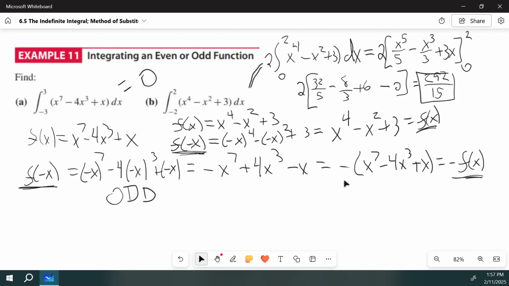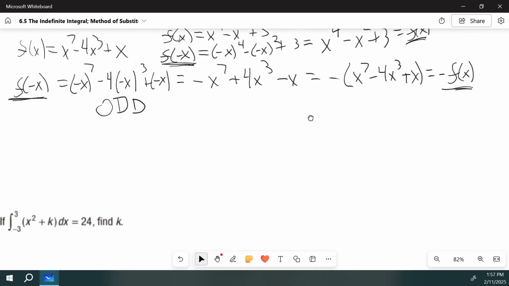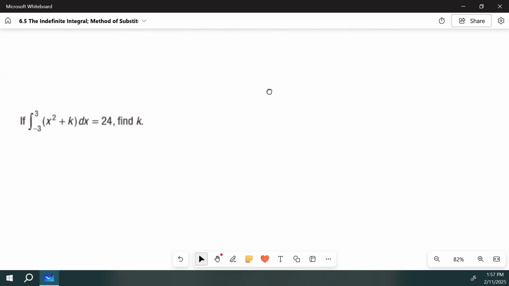Okay, so I have one more problem here. If you have the integral from -3 to 3 of x squared plus k dx equals 24, find the value of k.